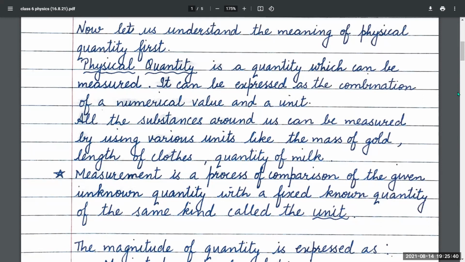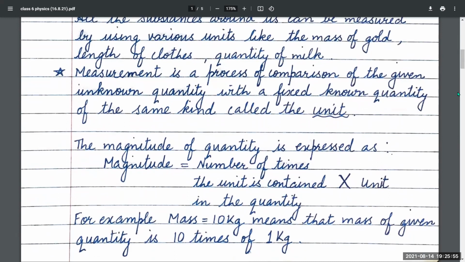So, measurement is a process of comparison of the given unknown quantity with a fixed known quantity of the same kind called the unit. So, magnitude of quantity is expressed as number of times the unit is contained in the quantity multiplied by the unit. For example, mass is equal to 10 kilogram. That means that mass of given quantity is 10 times of 1 kilogram.